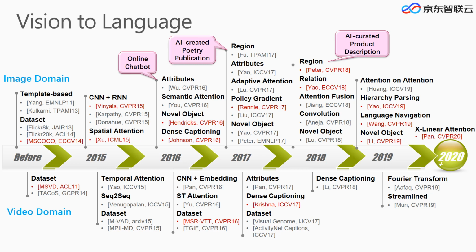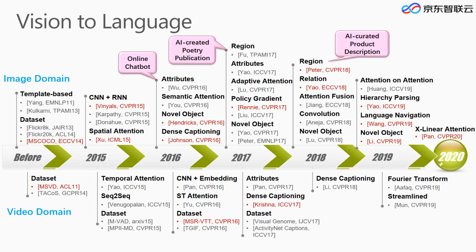Moreover, there are also emerging applications which involve vision to text. For example, captioning was first integrated into an online chatbot in 2016. Also, AI-created poetry was published in 2017 in China. And then in 2018, we utilized captioning to produce product descriptions at JD.com.